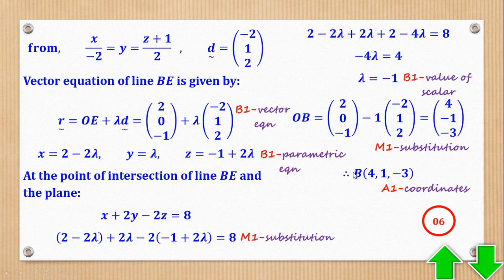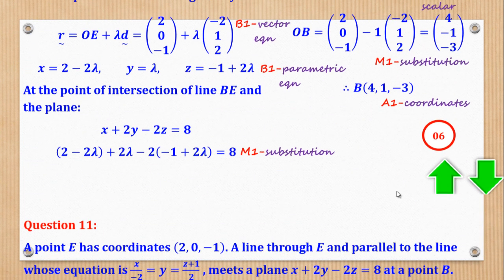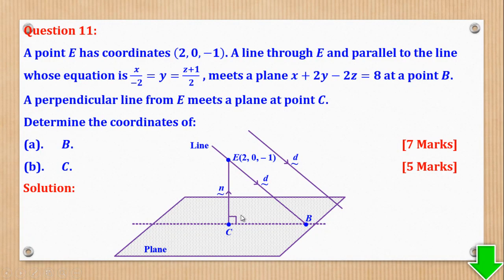So you've got the coordinate of B, we also need the coordinates of C, which is this point. So still we shall follow the same procedure: get the parametric equation of line EC, substitute in the equation of a plane, and then get the value of lambda and substitute for lambda, just the same way as we have done for line BE. So you shall come here and say for line EC, this is now the direction. The normal to the plane is the direction vector of the line.